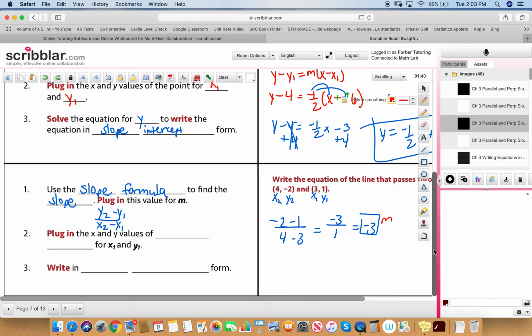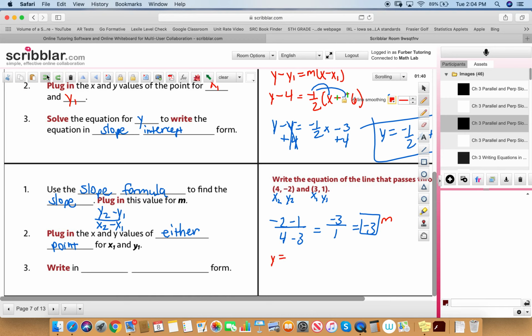That's the m. Now I just have to go back and do a little bit more work. I have to plug in the values of, and this is important on these, either point that's in the problem. So I could use 4 and negative 2, or I can use 3 and 1. It doesn't matter that this one was already previously x2, y2. You can use any point at the end. But the 3, 1 is going to be easier because there are no negatives. Okay, so I'm going to write those in.